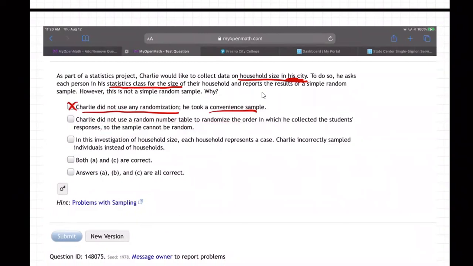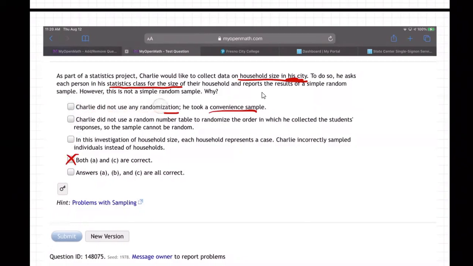Well, that doesn't matter. You don't have to randomize the students. In this investigation of households, each household represents a case. Charlie incorrectly sampled individuals instead of households. That's true. He did do individuals instead of households, right? He could have two people in his class that are brother and sister, or two brothers or two sisters, and they're in the same household, and he collected them both. That's true. Oh yeah, both A and C are correct. So it should be A and C.